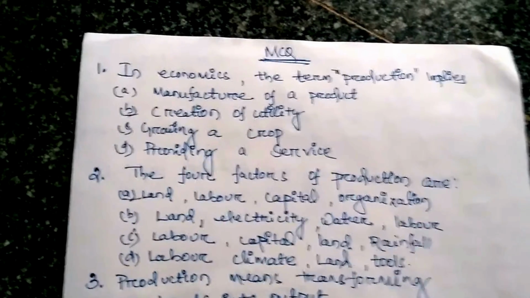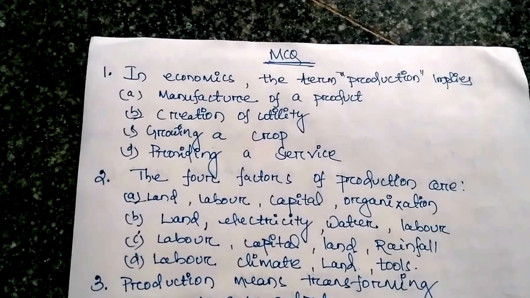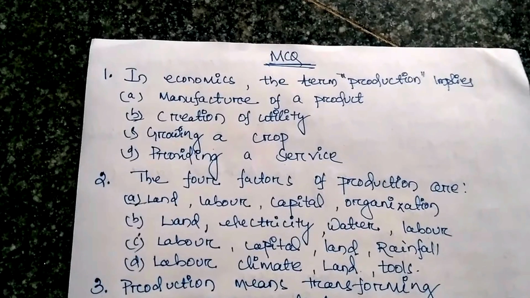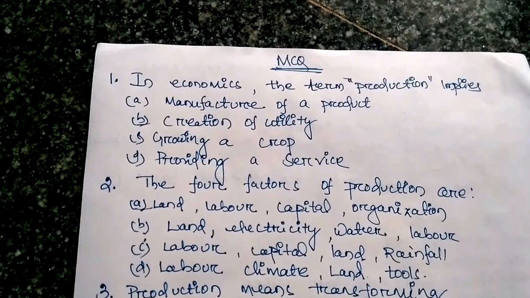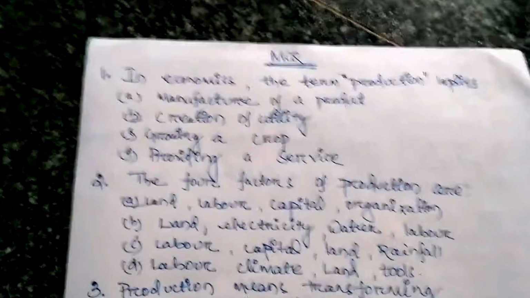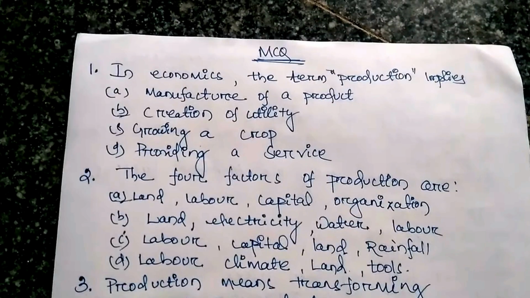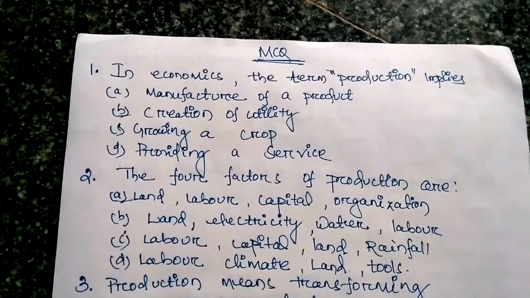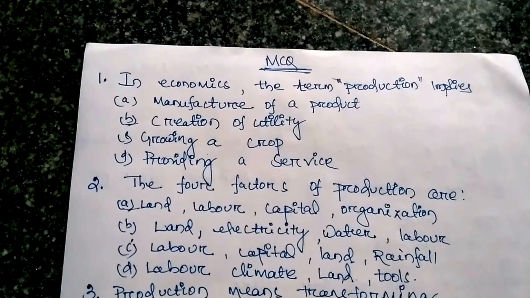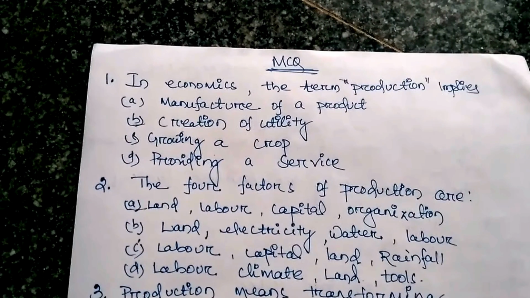Now the first question is, in economics the term production implies. What is production function? Production function means we utilize our input and find our output. So the question is, the term production implies manufacture of a product, creation of utility, growing a crop, or providing a service. To produce something means we utilize our input and produce output.